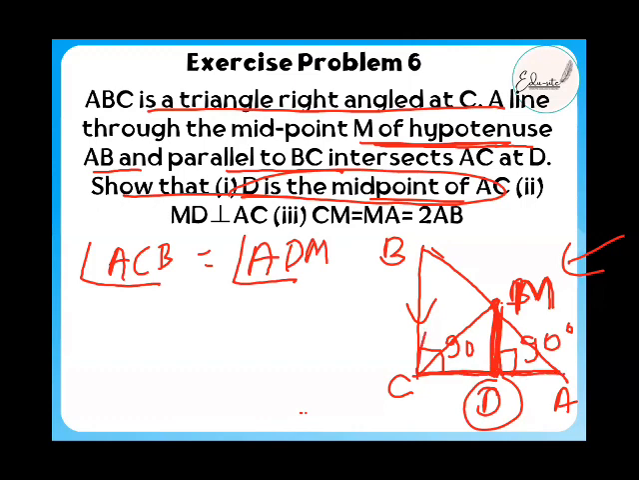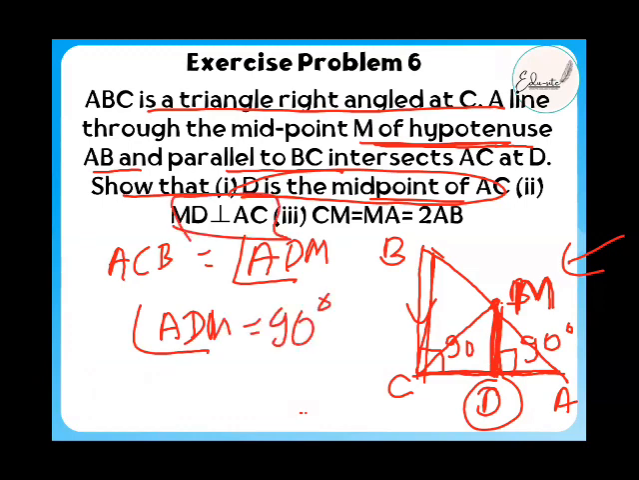Because it is the corresponding angles. Do you remember, if you have lines in this way, then these angles are called the corresponding angles. Corresponding angles are always equal, so here if angle C is equal to 90 degrees, then angle ADM, the angle D, is also equal to 90 degrees. So angle ADM is equal to 90 degrees. That's all. So MD stands perpendicular to AC. This is done.